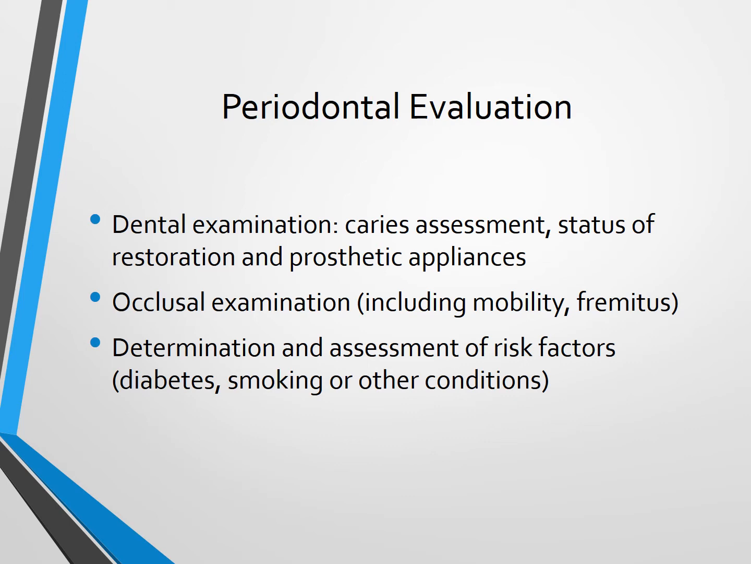Then we look at the occlusal examination. In an occlusal examination, we're checking for mobility and fremitus. We're also looking to see if there are any occlusal interferences that may require adjustment. Next, we look at determination and assessment of risk factors, those being either systemic or local, things such as diabetes, smoking, or other conditions.